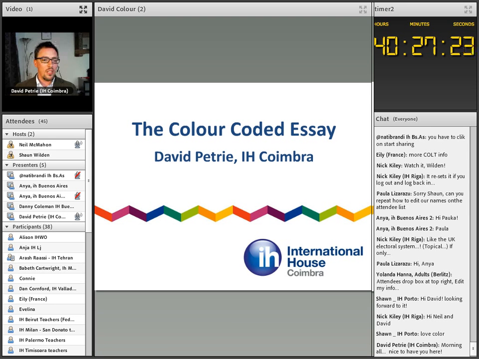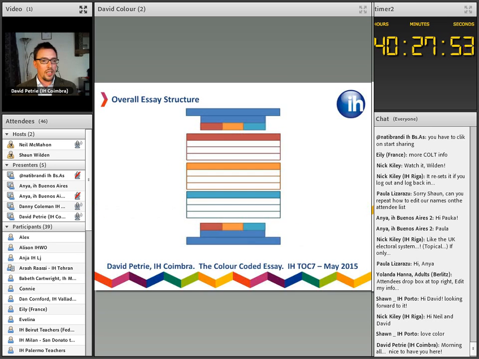Good morning, everyone. The color-coded essay is basically an essay template that I've been using with my exam classes recently, ever since the essay became the mandatory task in the Cambridge exams for FCE and CAE, just to help them visualize the structure and organization of the essay and how it all fits together. So basically, what I give them is something that looks like this.